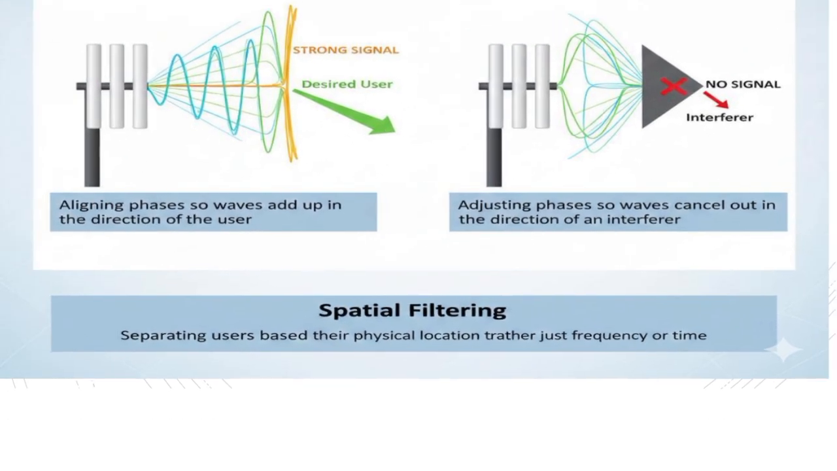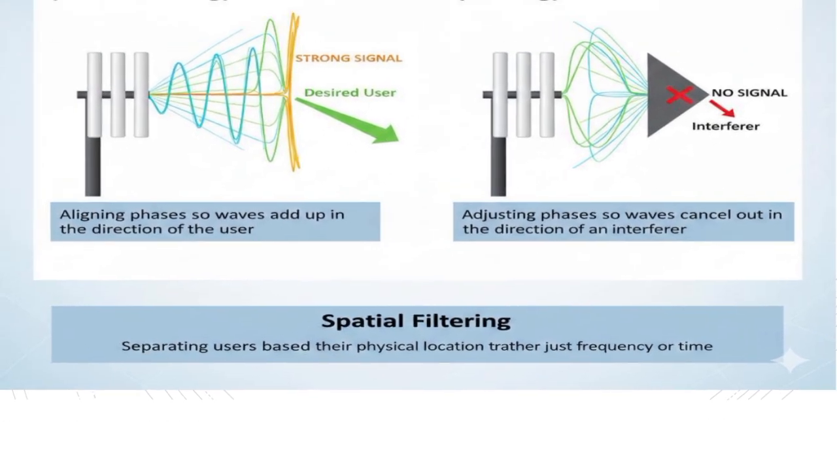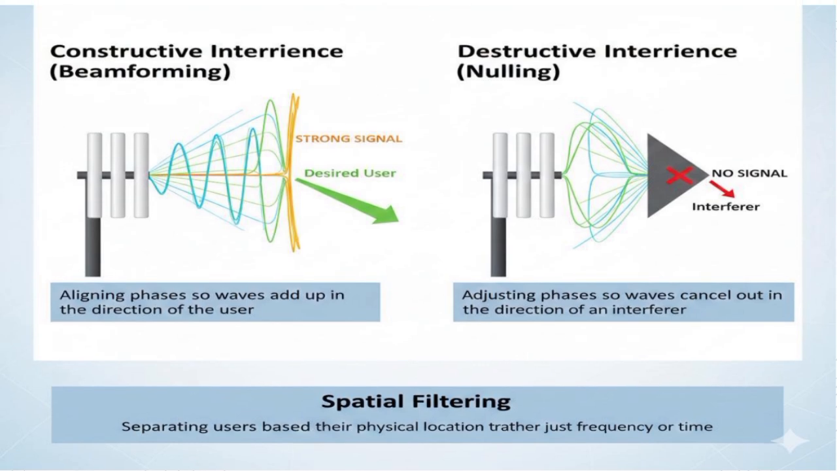You are adjusting the phase value, and it will automatically cancel out the direction of interference. The next thing is spatial filtering. Your location will be tracked and they are classifying based on your physical location. By that we can easily know who needs the signals now. Based on that, we can do the two things: constructive interference and destructive interference. Constructive interference provides the strong signal, and with destructive interference you are nullifying. These are the two main concepts involved in the beam forming network.